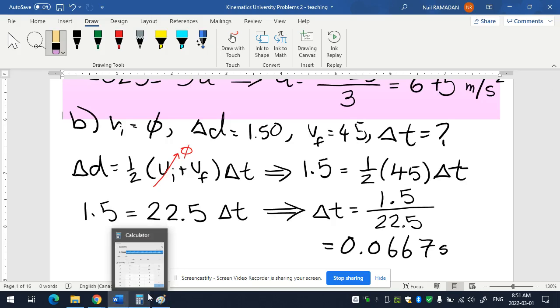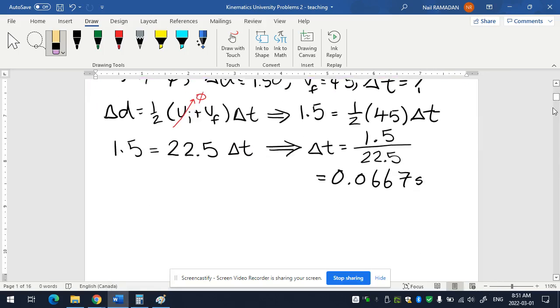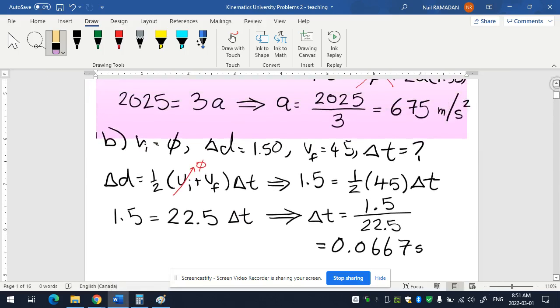Okay. So what can you tell me about this amount of time? Very short. So that means even though, everyone, look at the acceleration. Even though the ball was gaining how much speed per second? 675 meters per second every single second. But did it even last for a second in his hand? No. Not even 7% of a second.